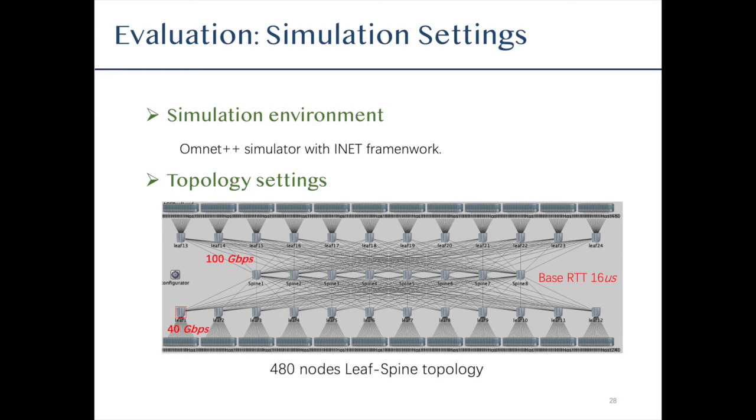To evaluate the performance of DC4, we develop a simulation environment based on OMNeT++ with the INET framework. We use a leaf-spine topology with 24 leaf switches and 8 spine switches connected to 480 host nodes. The network base RTT is set to 16 microseconds.